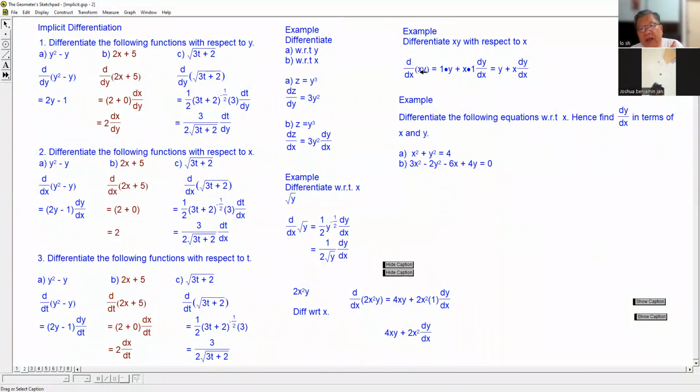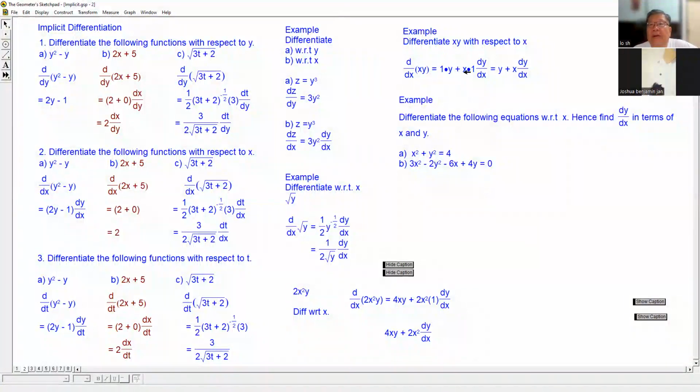Because xy is a product of two functions, you have to use the product rule. The product rule says you differentiate one, keep the other one. Then differentiate the other one, keep the first. So we are now going to differentiate the first one first. Differentiate x, keep y. Differentiate x with respect to x, you have 1. Then the y, don't differentiate. So that's why you have 1 multiplied with y.